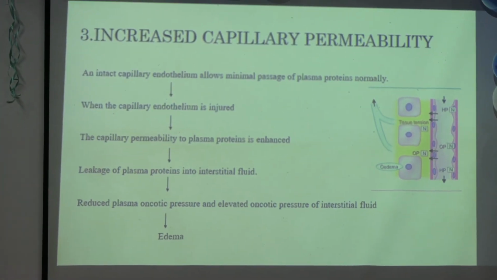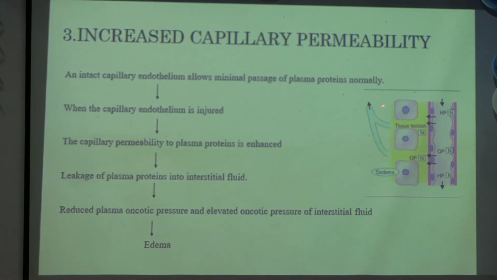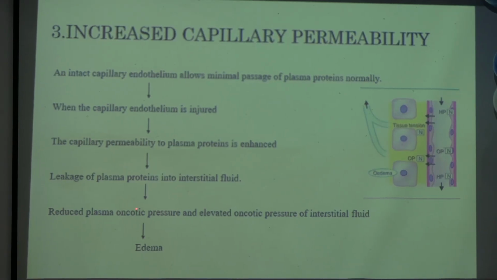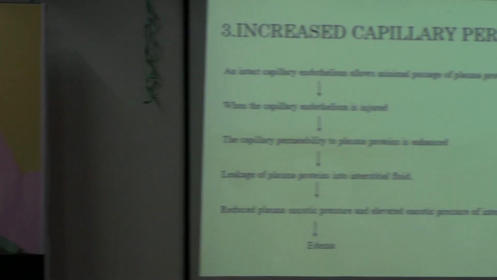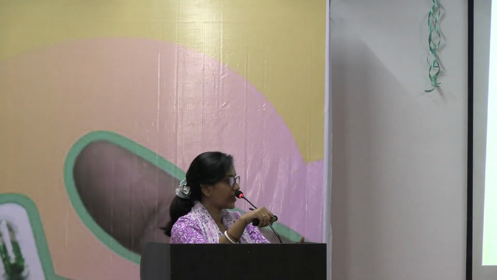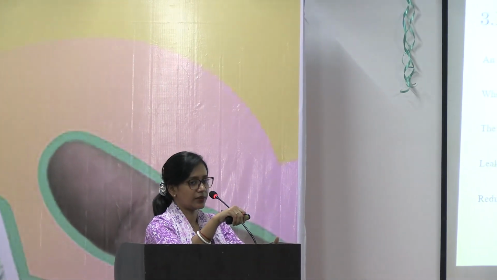Now, another cause is increased capillary permeability. We already know that an intact capillary endothelium allows only minimal passage of plasma proteins normally. But when the capillary endothelium is injured, the permeability to plasma proteins will be enhanced, and it will cause leakage of the plasma proteins into the interstitial fluid. Then what will happen? It will reduce the plasma oncotic pressure. If more proteins move out of the plasma to the interstitium, then the oncotic pressure of the vessel will reduce. Okay? And there will be an elevated oncotic pressure of the interstitial fluid, all resulting in edema.